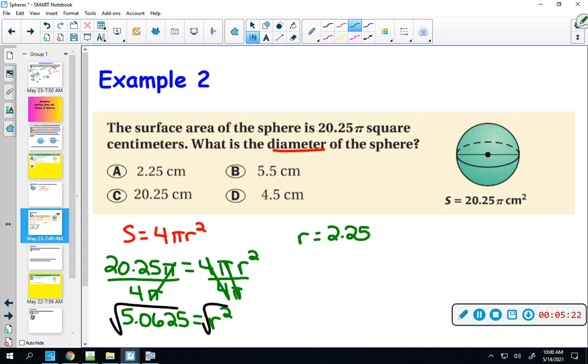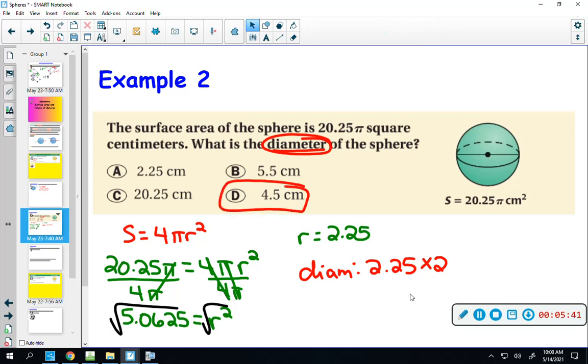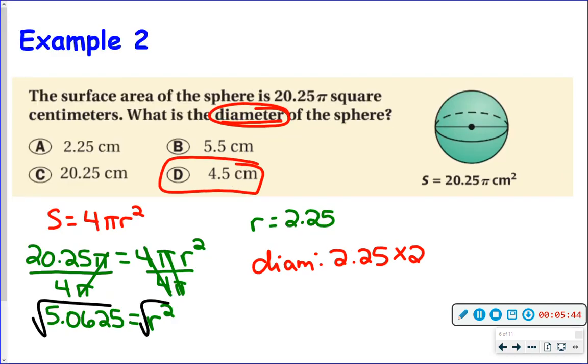Now, the question is, notice I circled it, underlined it. I'm going to circle it now in red, diameter. If the radius is 2.25, to get the diameter, we're going to have to double the radius. So 2.25 times 2 is 4.5. Letter D. So make sure that you double that if you need a diameter.